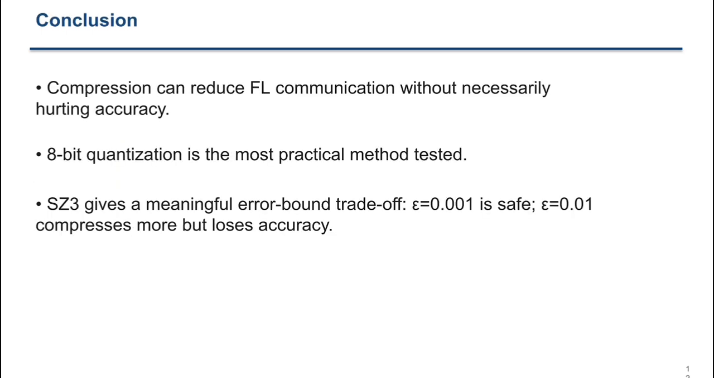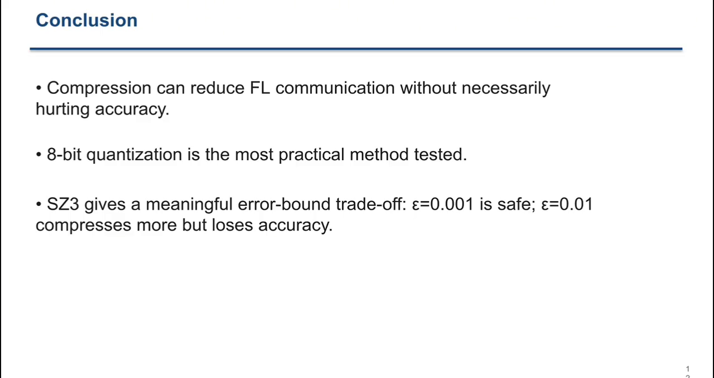To conclude, compression can reduce federated learning communication without necessarily hurting accuracy. 8-bit quantization is the most practical method tested so far. It gives 4 times compression, is fast, and preserves accuracy. SC compression with error bound 0.001 is also competitive, with similar accuracy and slightly better compression. SC3 with error bound 0.01 gives stronger compression but loses accuracy.